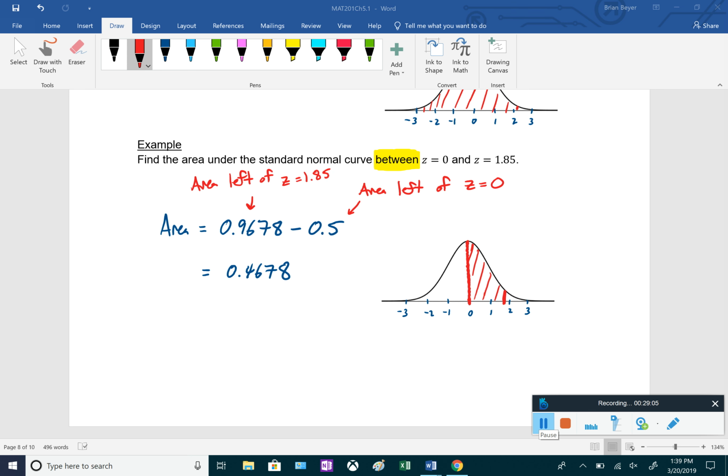Okay, so that is it for section 5.1, so make sure that you know how to read that z-score table, because we'll be using it going forward.